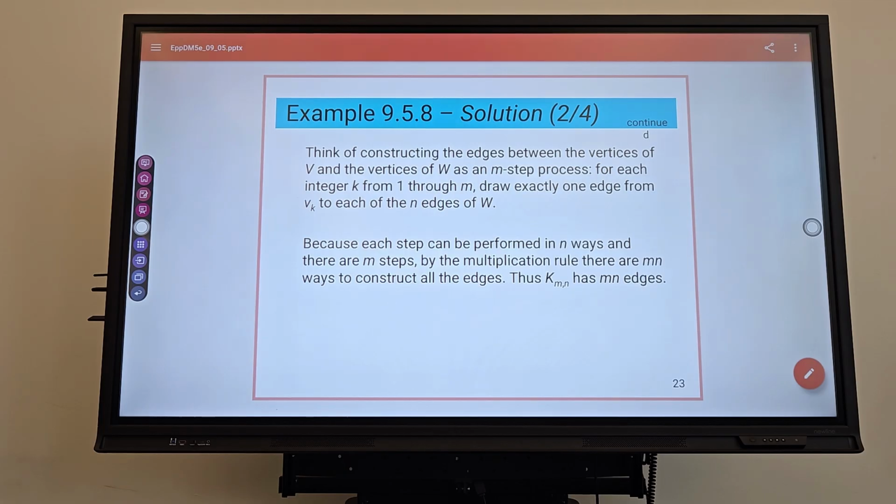Think of constructing the edges between the vertices of V and the vertices of W as an m-step process. For each integer k from 1 through m, draw exactly one edge from v_k to each of the n vertices of W. Because each step can be performed in n ways and there are m steps, by the multiplication rule there are m times n ways to construct all the edges. Thus K has m times n edges.